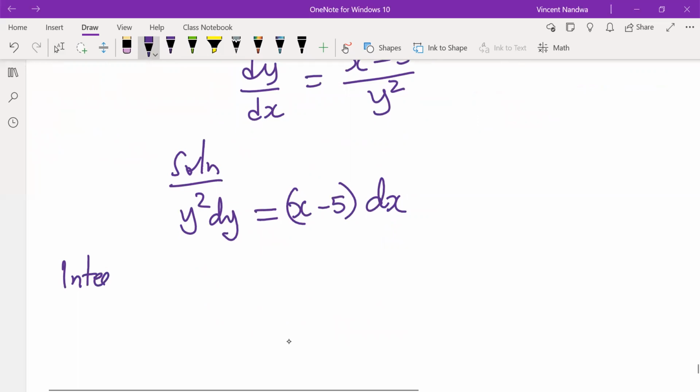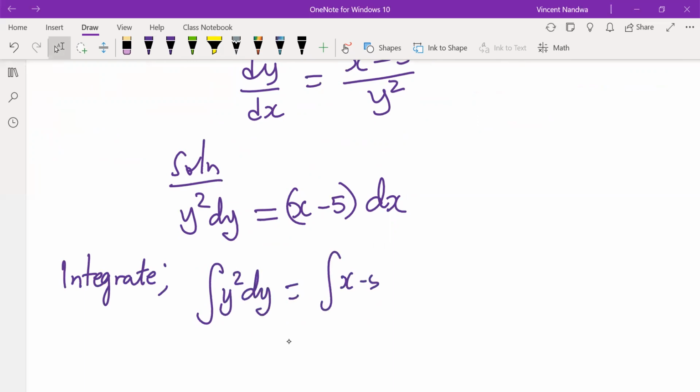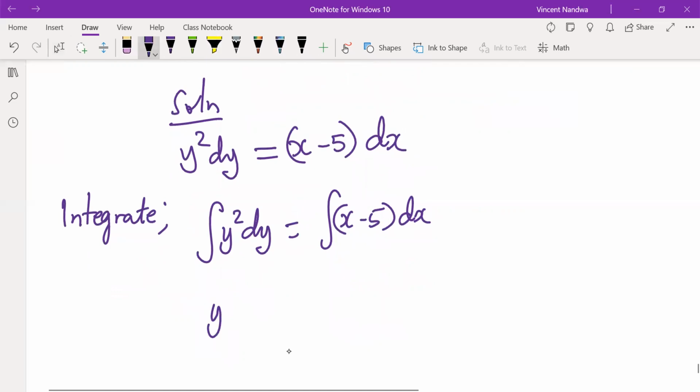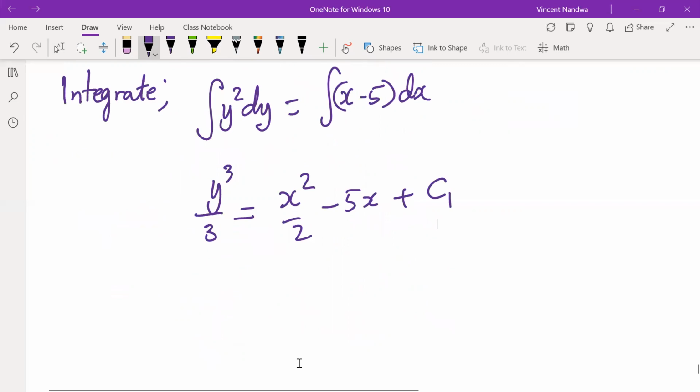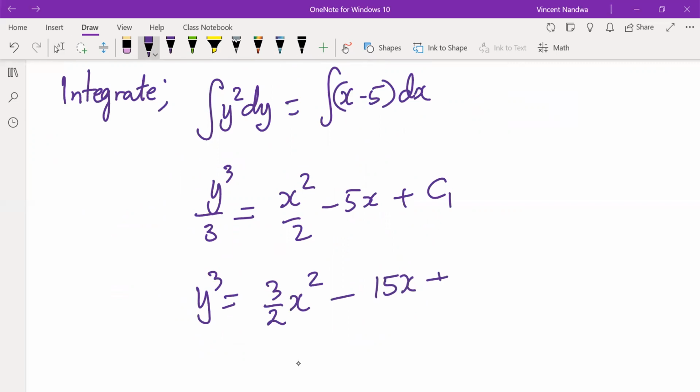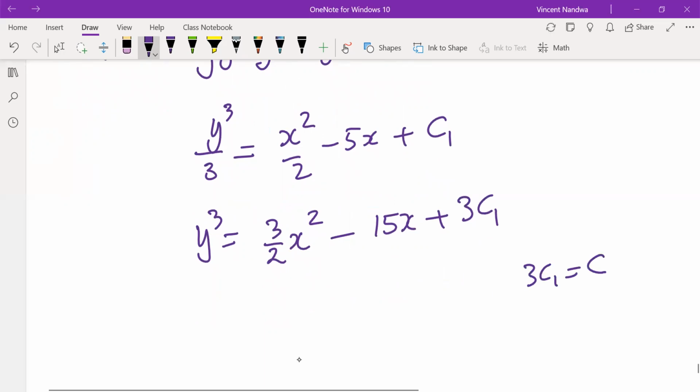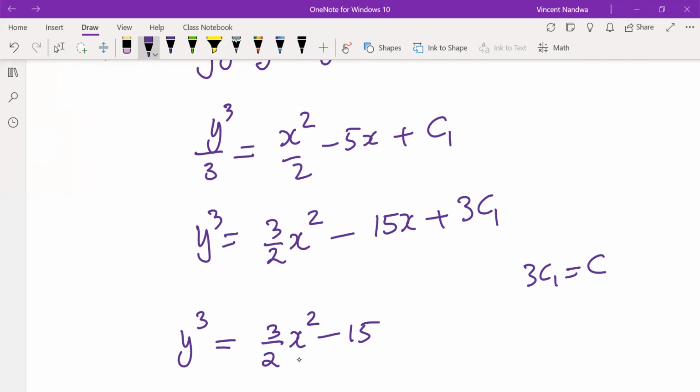Then integrate. We'll have the integral of y squared dy equals the integral of x minus 5 dx. So it'll be y cubed over 3 equals x squared over 2 minus 5x plus c1. So multiply everything by 3. It'll be y cubed equals 3 over 2 x squared minus 15x plus 3c1, which we can say let 3c1 be c, so that we have y cubed equals 3 over 2 x squared minus 15x plus c.